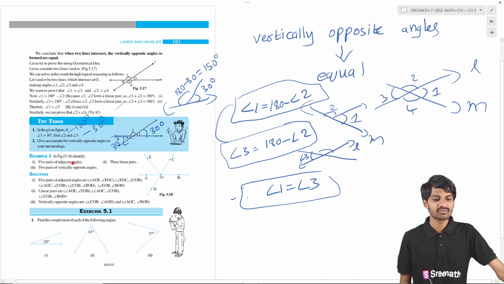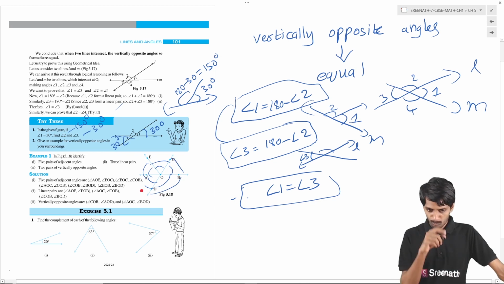We have to identify 5 pairs of adjacent angles. So these two are adjacent angles, students. Why? Because these two have the same vertex, a common arm, and non-common arms on opposite sides. So these two are one pair, and these two are another pair, and these two are another pair, and these two are another pair, and these two are another pair.